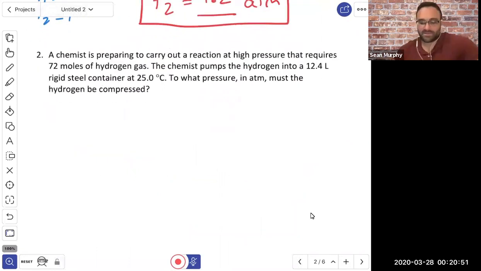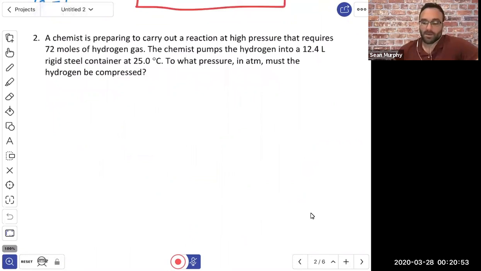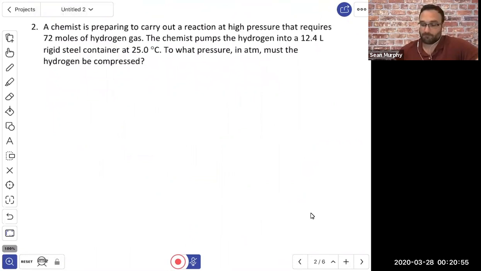A chemist is preparing to carry out a reaction at high pressure that requires 72 moles of hydrogen gas. The chemist pumps the hydrogen into 12.4 liters of a rigid steel container at 25 degrees C. To what pressure in atmospheres must the hydrogen be compressed?